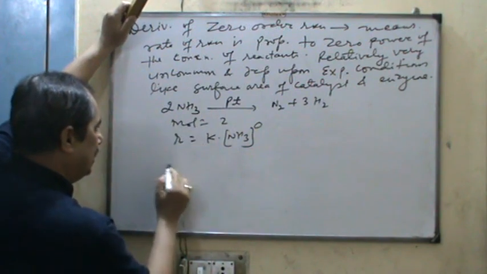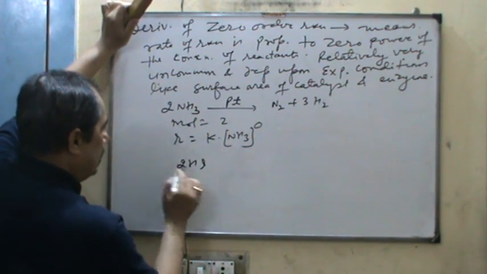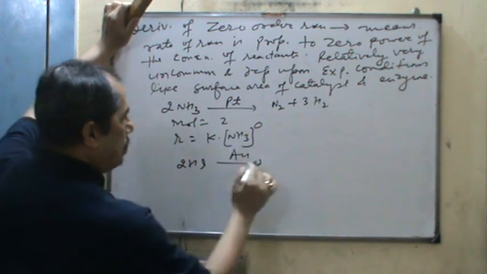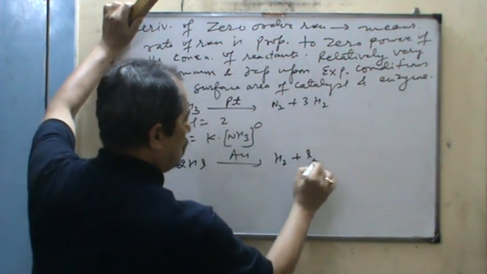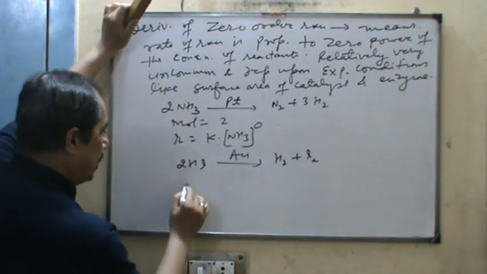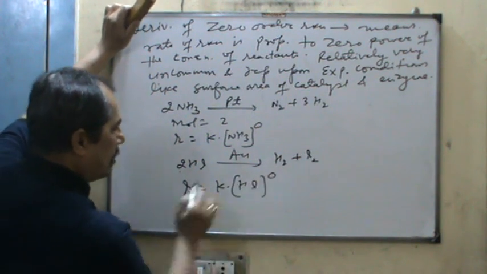Dear students, next one is the decomposition of HI. See, 2 times HI in presence of the gold catalyst gives H2 plus I2. So molecularity is 2, but what about the rate? It is equal to K into HI to the power, what is there? 0.